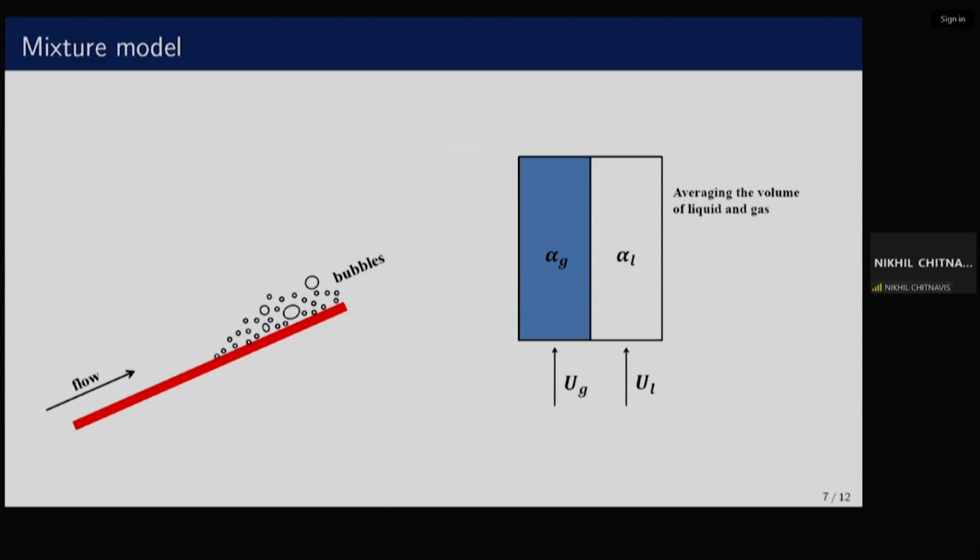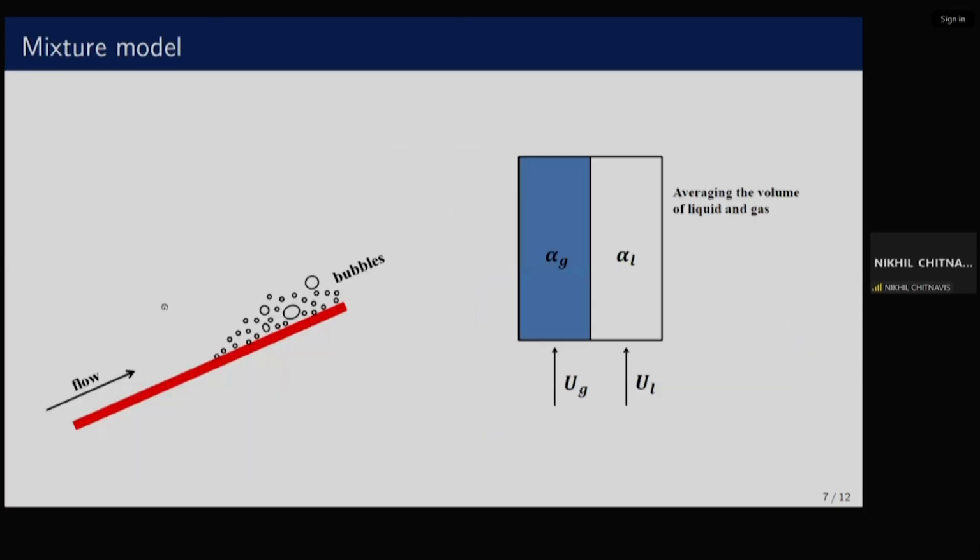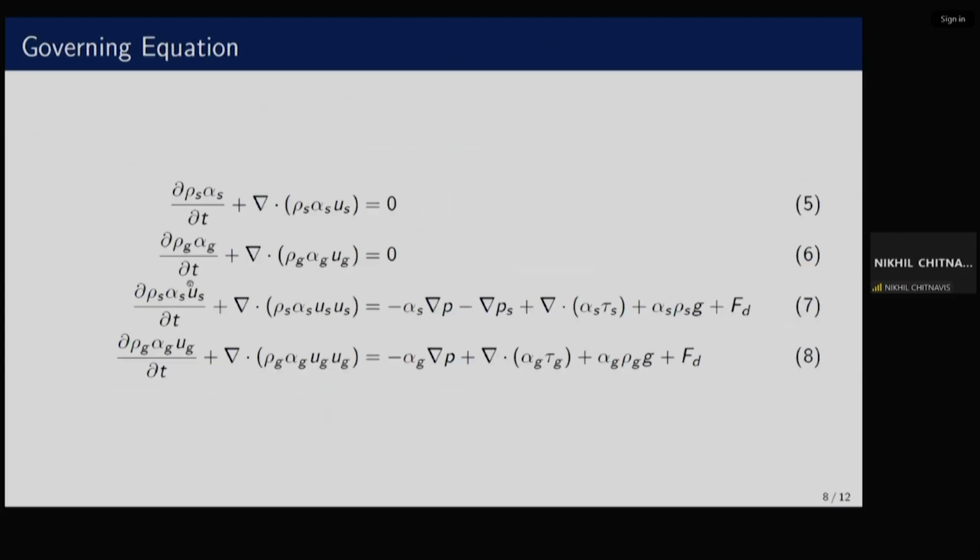Earlier for the VOF model, we solved three equations: one for conservation, one for momentum, and a third for the volume fraction. But in the mixture model, as we are not capturing any interface, for each phase we'll solve one equation. Suppose a solid phase is there and a gaseous phase is there. We are considering it here. For the solid and gaseous phases, we'll solve one continuity equation, and again for the solid and gaseous phases, we'll solve a momentum equation.